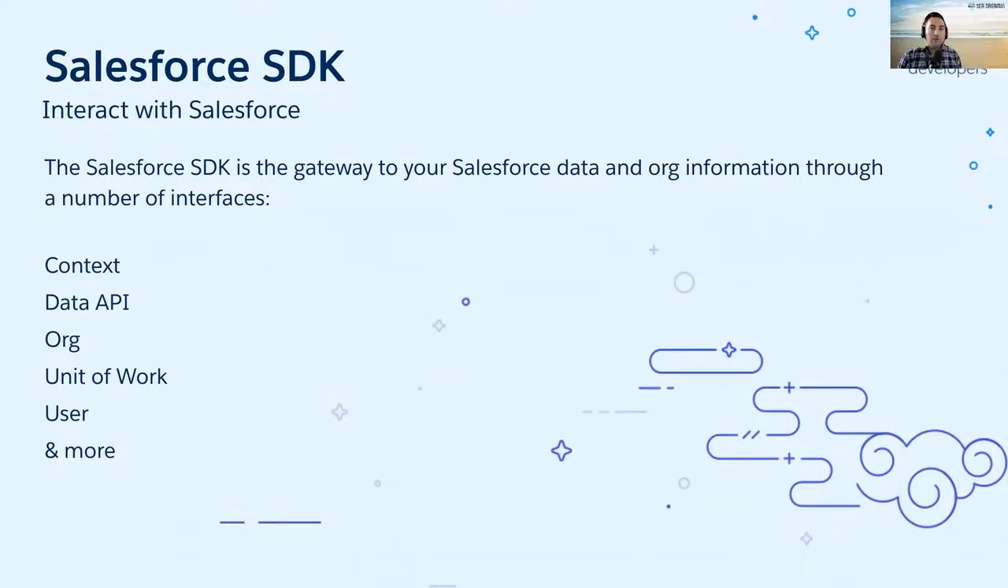We have the unit of work pattern, which we're going to go through as well. That will show you how to create graphs of records using the composite graph API and push those into Salesforce using that same technology. However, because it's in JavaScript, it's really easy to write and use. Then we have the user object that gives you information about the current user. And there's a lot more to learn, but we're going to keep it to these basic ones today because they're enough to get you started.